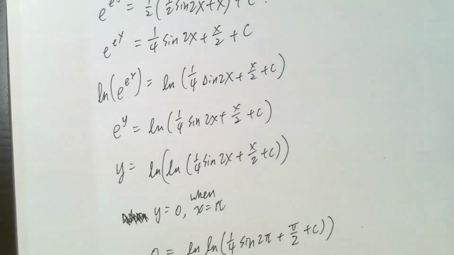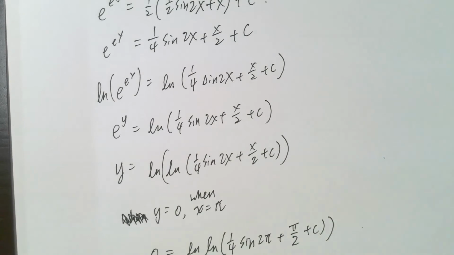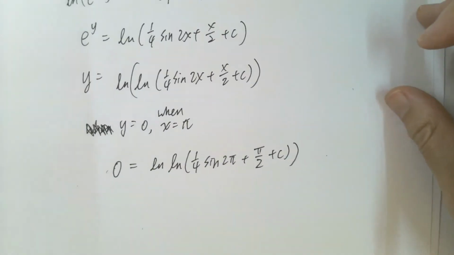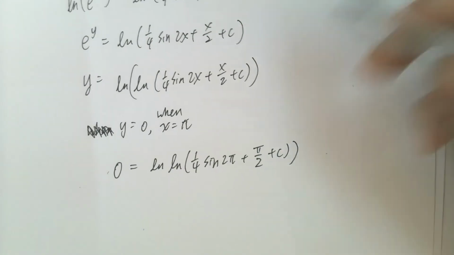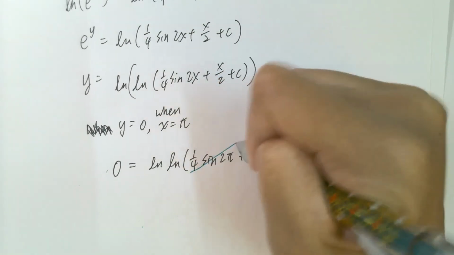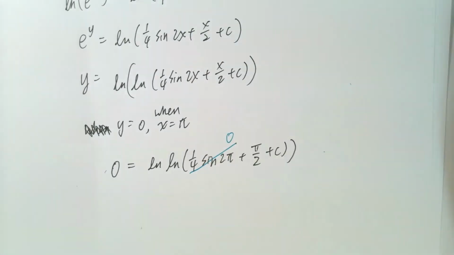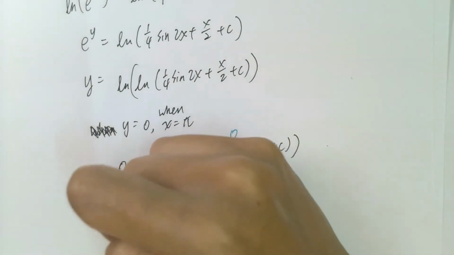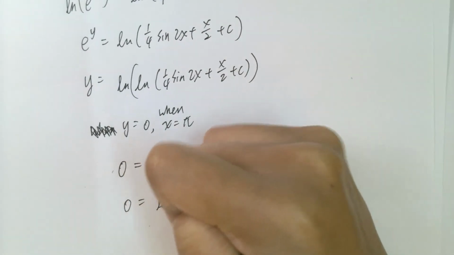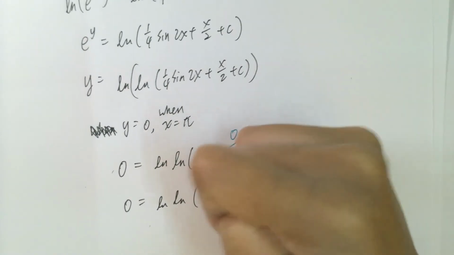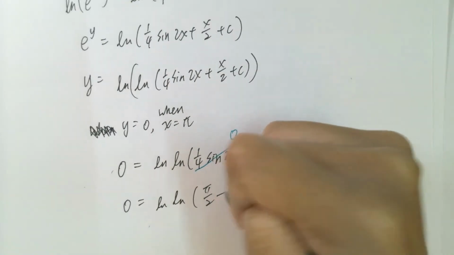First of all, let's see what we can do with the sine 2 pi. Sine 2 pi evidently is, what is it? It's 0. So that's neatly gone. This is 0. So we want something like 0 is equal to ln of pi over 2 plus c, right? This is what we have.